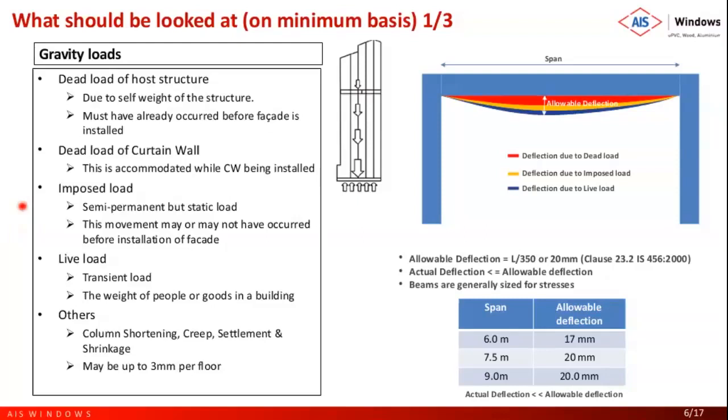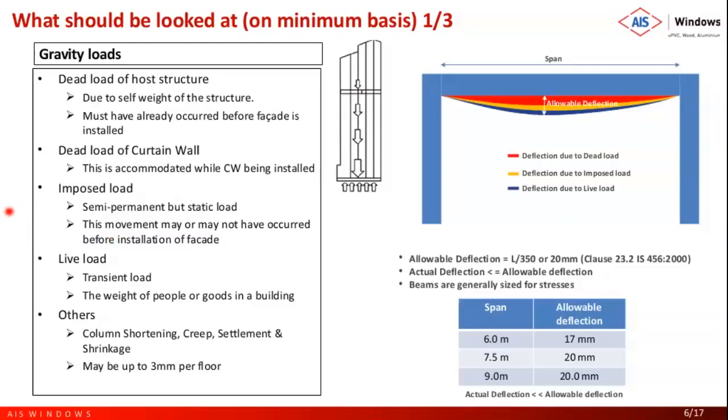Now most of the time our tender specification must be saying that the facade should accommodate the movement of L by 350, which turns out to be 17 millimeter in case of a 6 meter span. And mind, this is not an easy task, to accommodate 17 millimeter of movement in any facade design. But the thing is, we generally do not face problems, and that is the reason it just goes as it is.